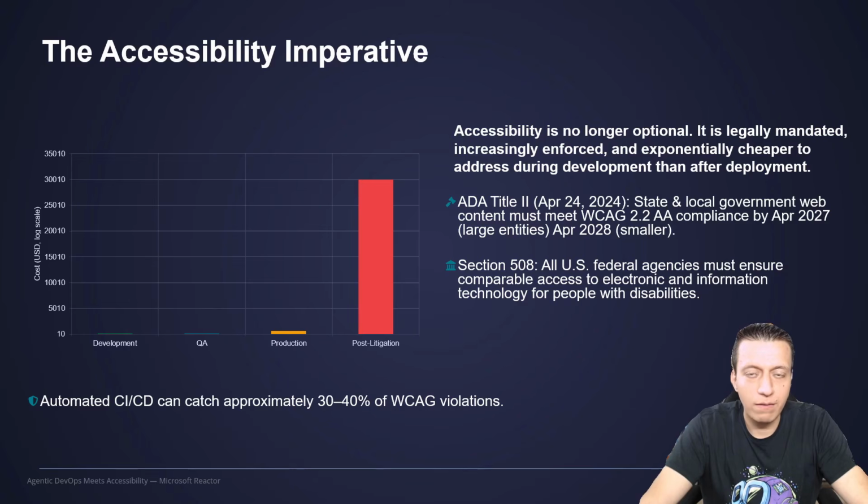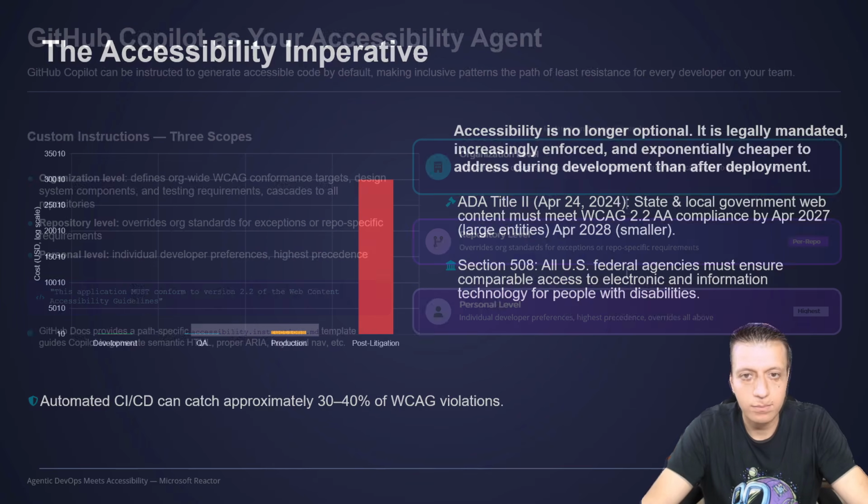The Section 508 mandates that all US federal agencies must ensure compatible access to electronic and information technology for people with disabilities. The good thing is that with a good foundation of the CI/CD pipelines, we can catch approximately between 30 to 40% of these violations. And that is what we are going to cover in today's demo.